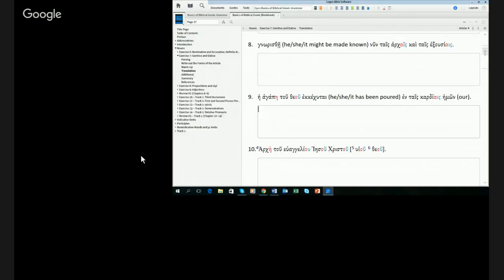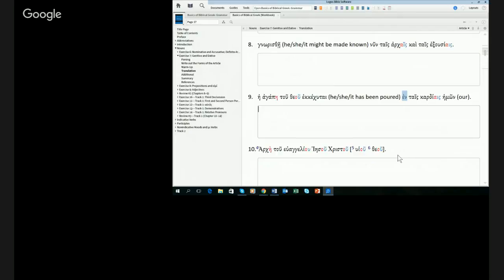What has been poured out? He agape. To theu, genitive masculine singular. You can see upsilon is the genitive singular case ending for the second declension. He agape to theu, the love. Whose love? Of God. God's love. The love of God has been poured out in a preposition that requires a dative. And indeed we can see dative plural ending, tais kardiais, in the hearts, hemon is of us or our, so in our hearts.